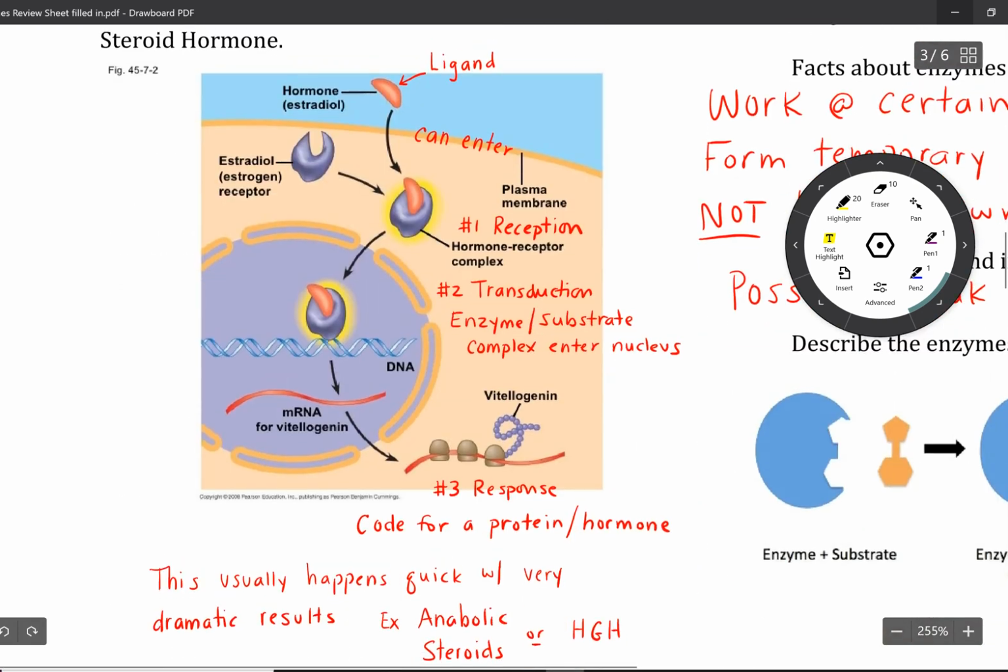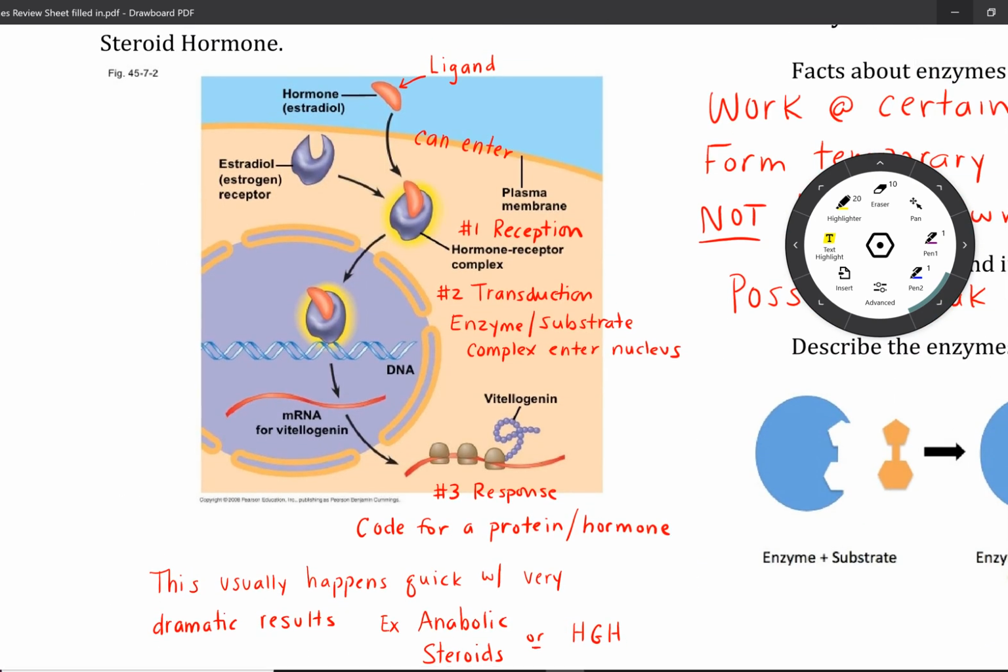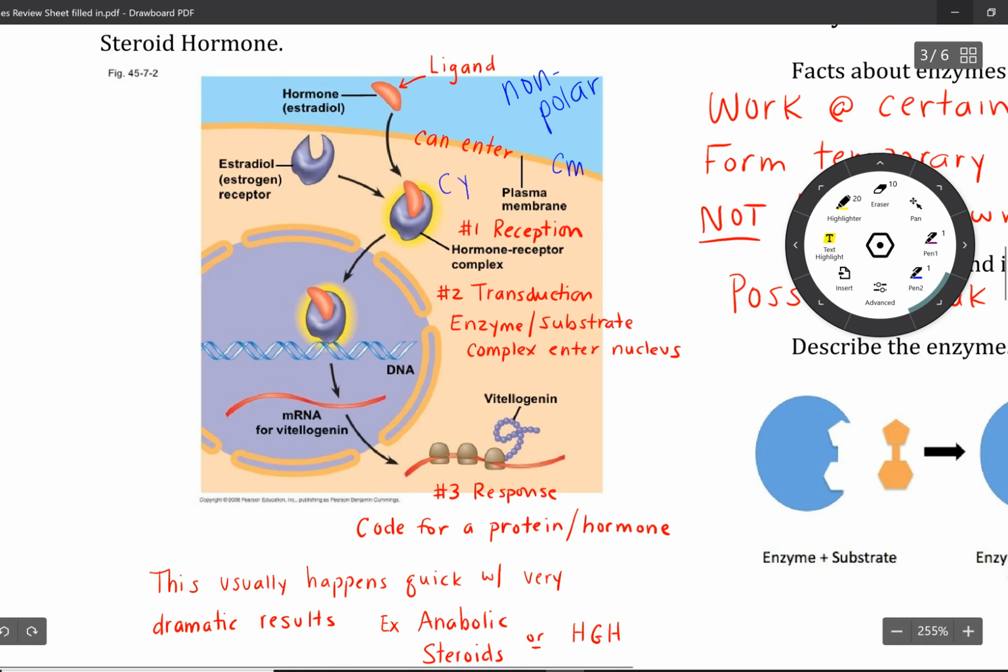A steroid hormone is a whole other ballgame. A steroid hormone, the ligand itself, is going to be a nonpolar molecule. And we know that nonpolar things can go right through the cell membrane into the cytoplasm. And in this case, there still has to be reception, but this receptor is inside the cytoplasm. This is again going to be very effective.